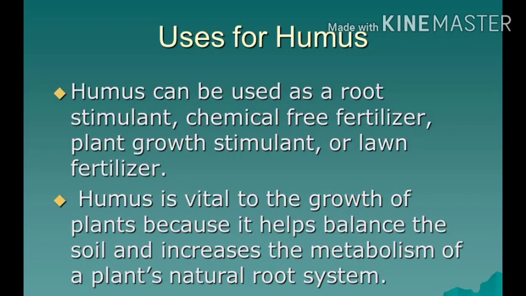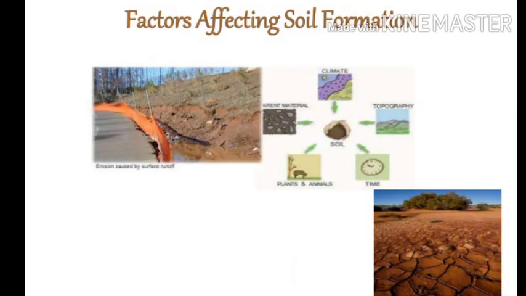Last is humus. Humus is an organic matter formed by the decomposition of plants, remains, animal manures, and dead animals. It is the most important element which adds fertility in the soil. Soil looks dark due to the presence of humus. But some factors are there which are affecting the formation of soil.